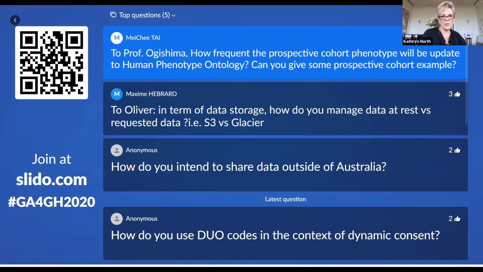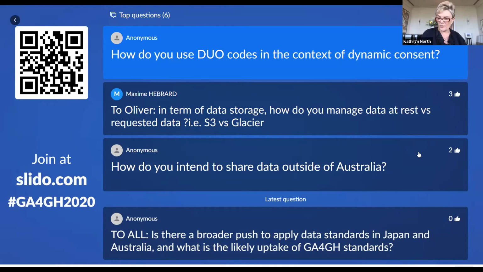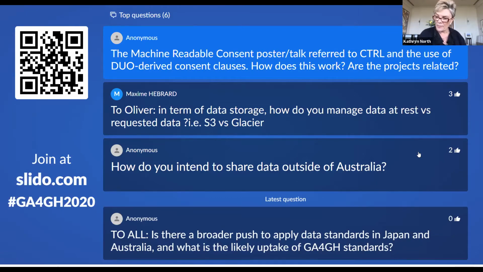Tiff, a couple of questions have come up around DUO codes in the context of dynamic consent. In addition to the question on the screen, a related question is that the machine readable consent poster or talk from yesterday referred to CONTROL and also to the use of DUO-derived consent clauses. Oliver also alluded to it in his talk, and I know that this has also had a lot of input from the Global Alliance perspective. Could you give us a bit of an overview from that perspective?